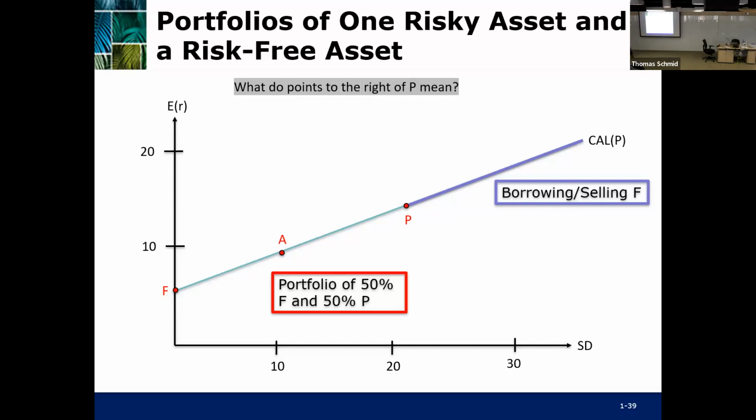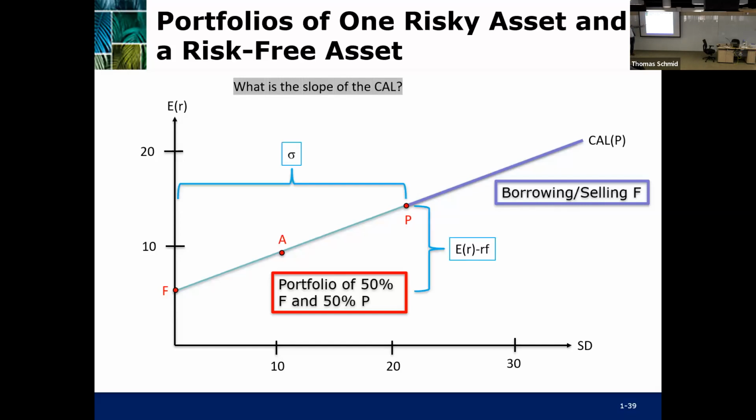So let's wait with that for 1 second. Okay, what would happen if the lending rate and the borrowing rate are not the same? And the way to answer that is really think about the slope of the capital allocation line. So what is the slope of the capital allocation line? It's basically the risk premium, expected return minus the risk-free rate, scaled by the risk.